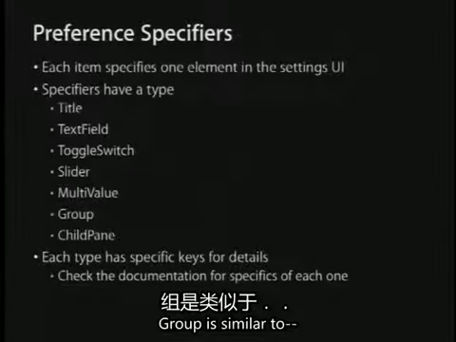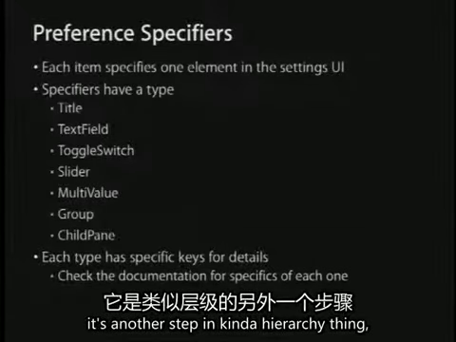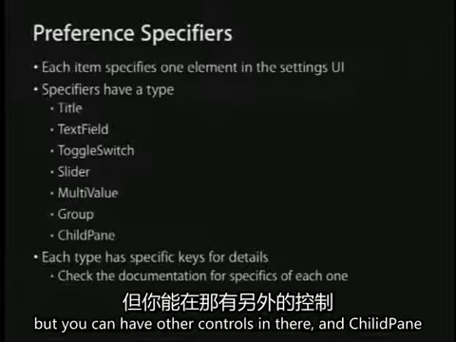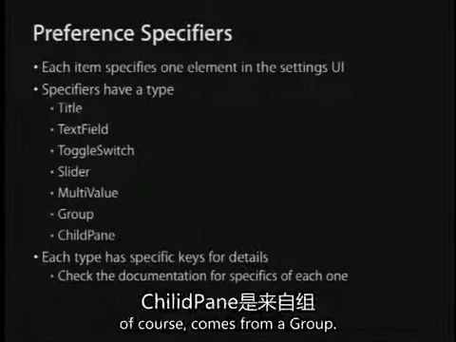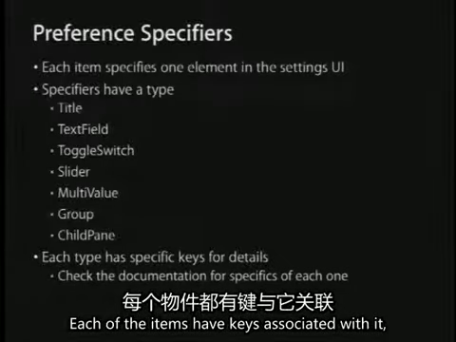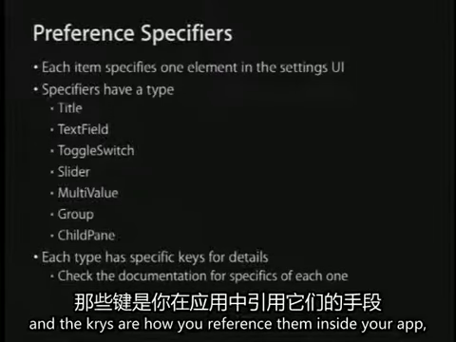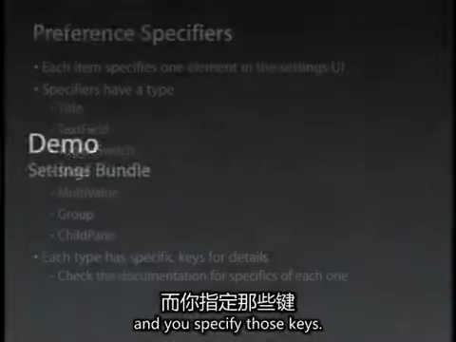Group is another step-in kind of hierarchy thing, but you can have other controls in there. And child pane, of course, comes from a group. Each of the items has keys associated with it. And the keys are how you reference them inside your app, and you specify those keys.